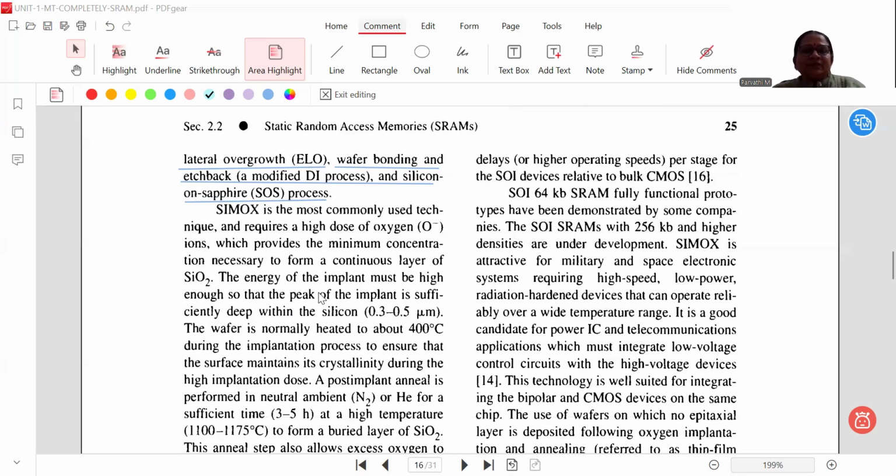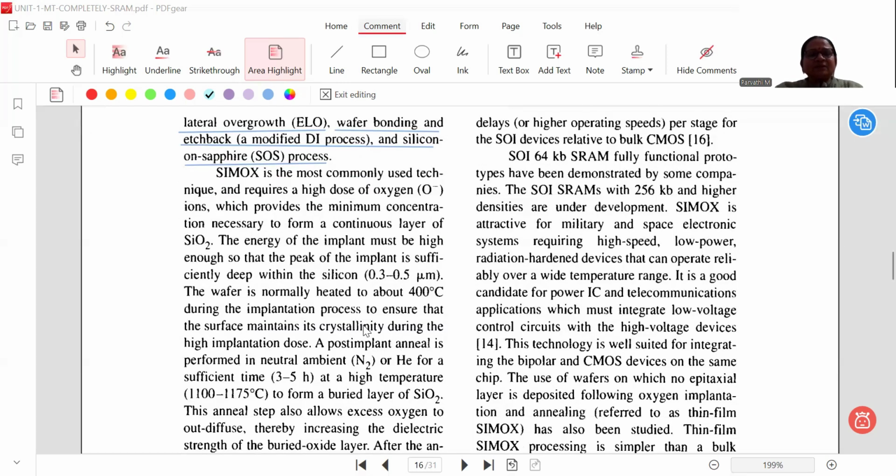Then the energy of the implant must be high enough so that the peak of the implant is sufficiently deep within the silicon, 0.3 to 0.5 micrometer technology. Whatever implant is being taken, we have to use enough force so that high energy is available to reach this 0.3 to 0.5 micrometer depth. So implantation happens with that high force, and a 0.3 to 0.5 micrometer depth is required.